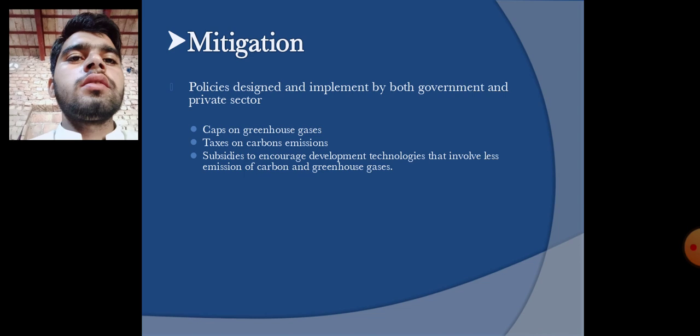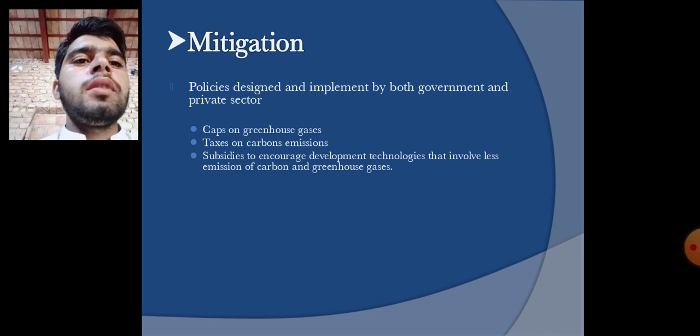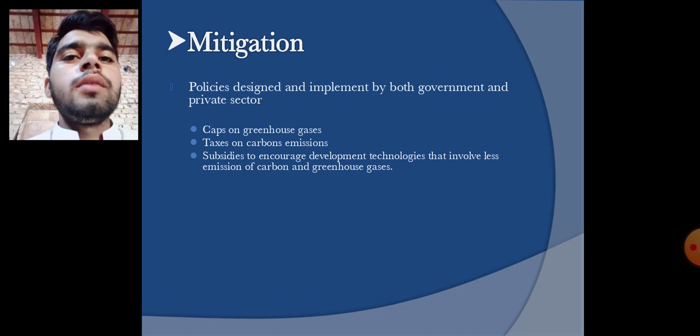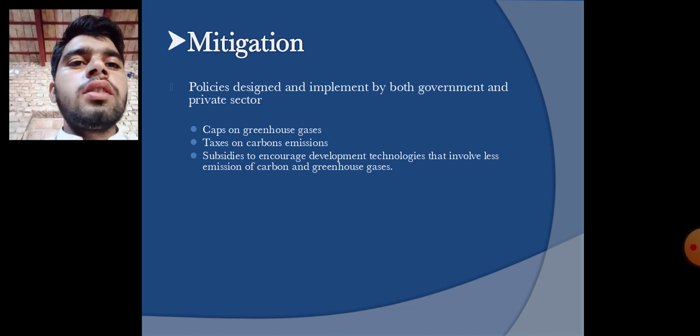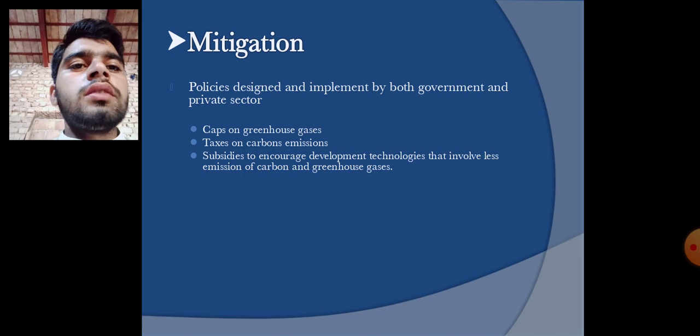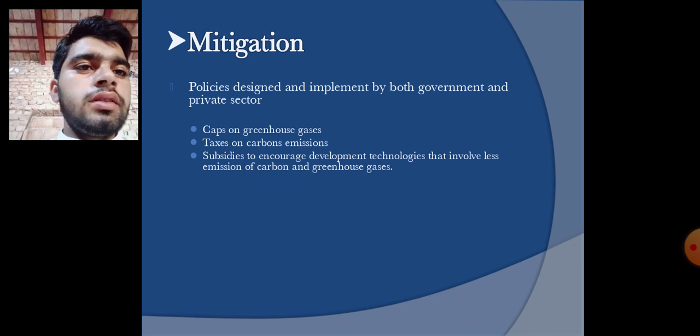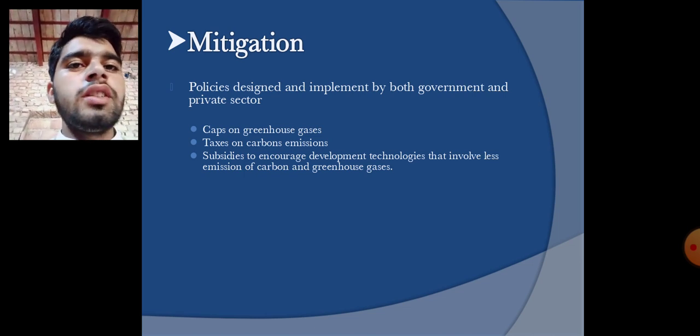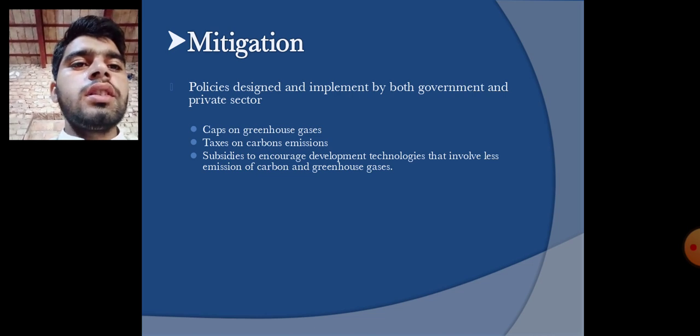Mitigation policies are designed and implemented by both government and private sector: caps on greenhouse gas, taxes on carbon emissions, and subsidies to encourage development of technologies that involve less emission of carbon and greenhouse gas.